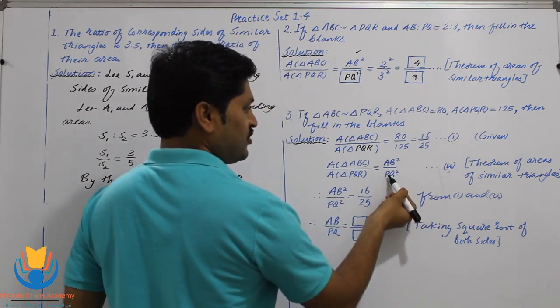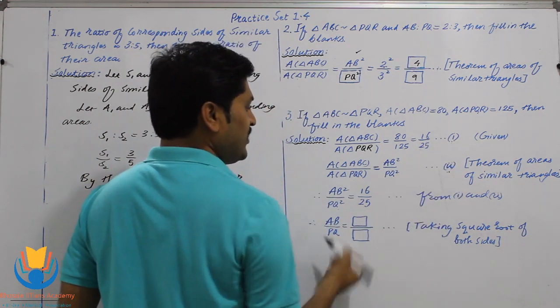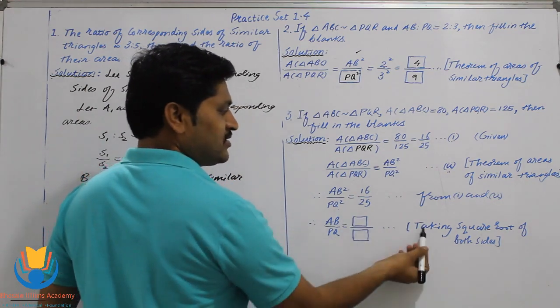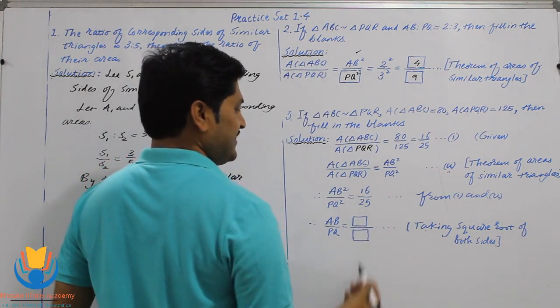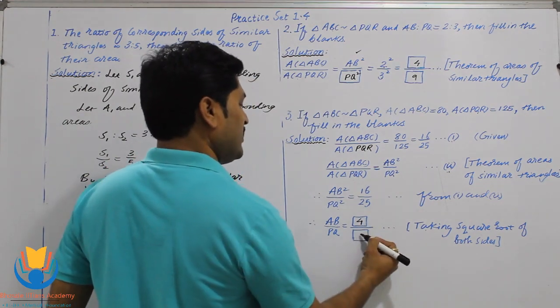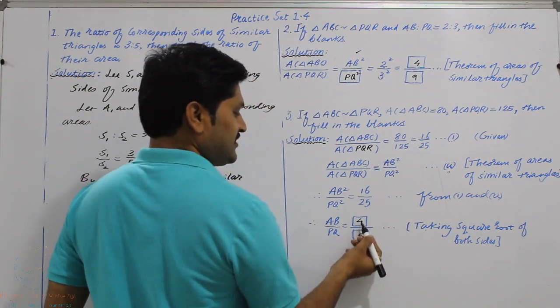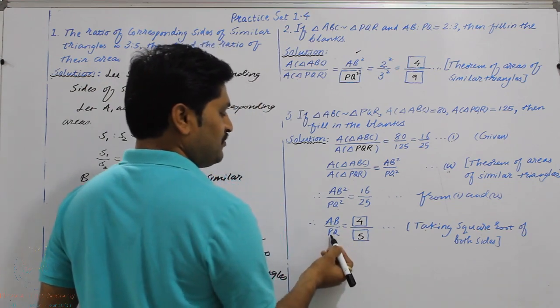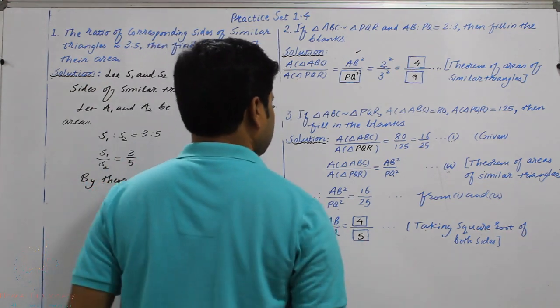So therefore AB square upon PQ square is equal to 16 by 25. So simply we have to take the square root on both sides. So the square root of 16 is 4 and that of 25 is 5. So this is 4 by 5, that is AB upon PQ is 4 by 5.